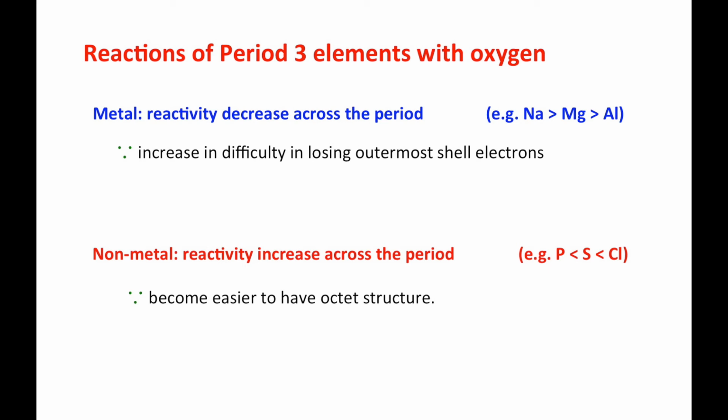For the non-metal part, it's the opposite. Chlorine only needs to receive 1 electron to form an octet structure, compared with phosphorus, which needs to receive 3. So chlorine will be more reactive because it can achieve the octet structure more easily.